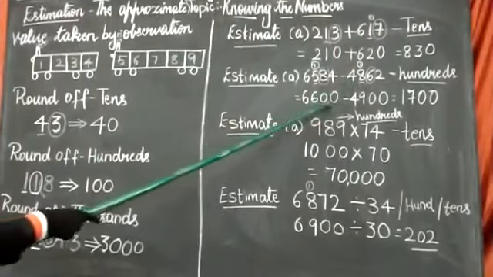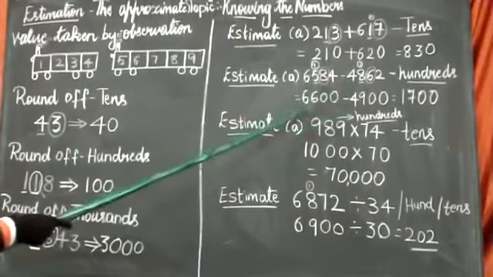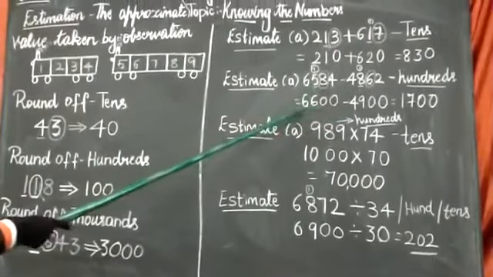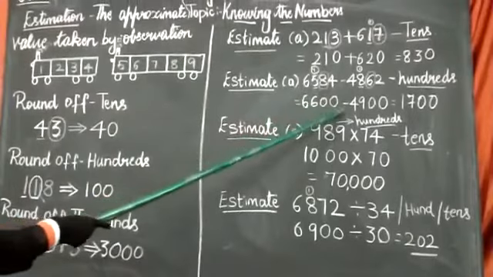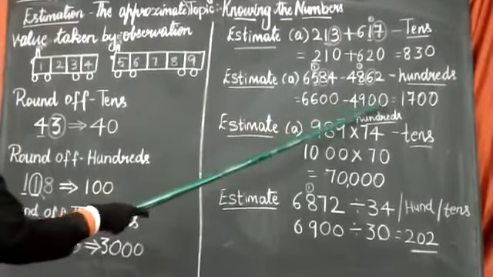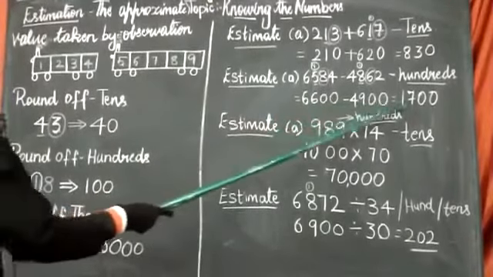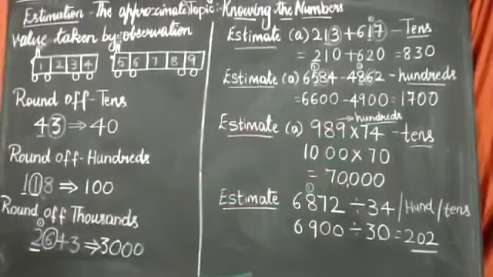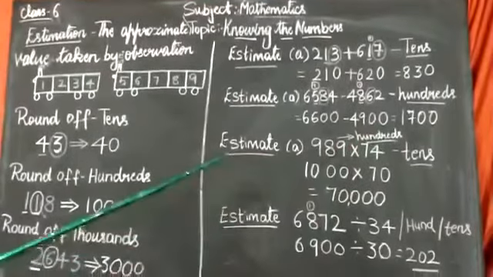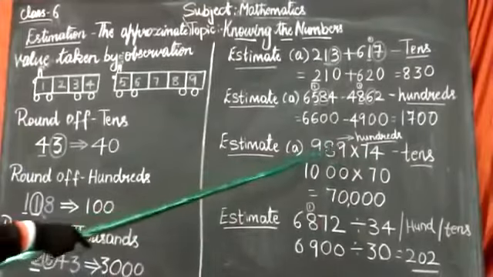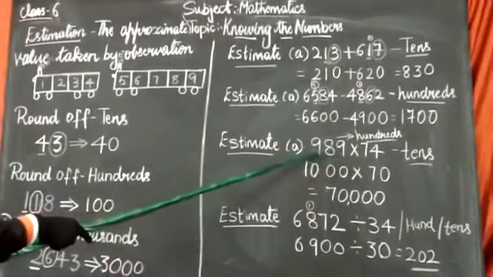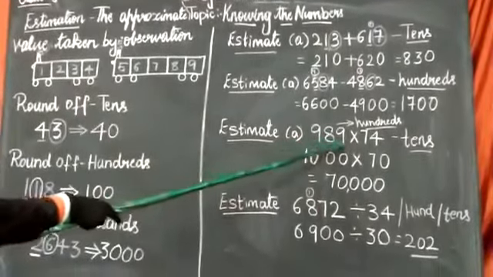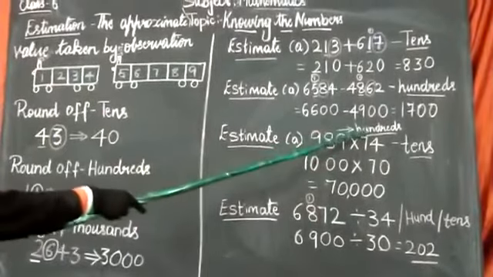I estimated these values. So this value becomes 6,600 minus 4,900. If we do minus, we'll get 1,700. Now, estimate. Multiplication sign. They have given 989. We should estimate to hundreds place.